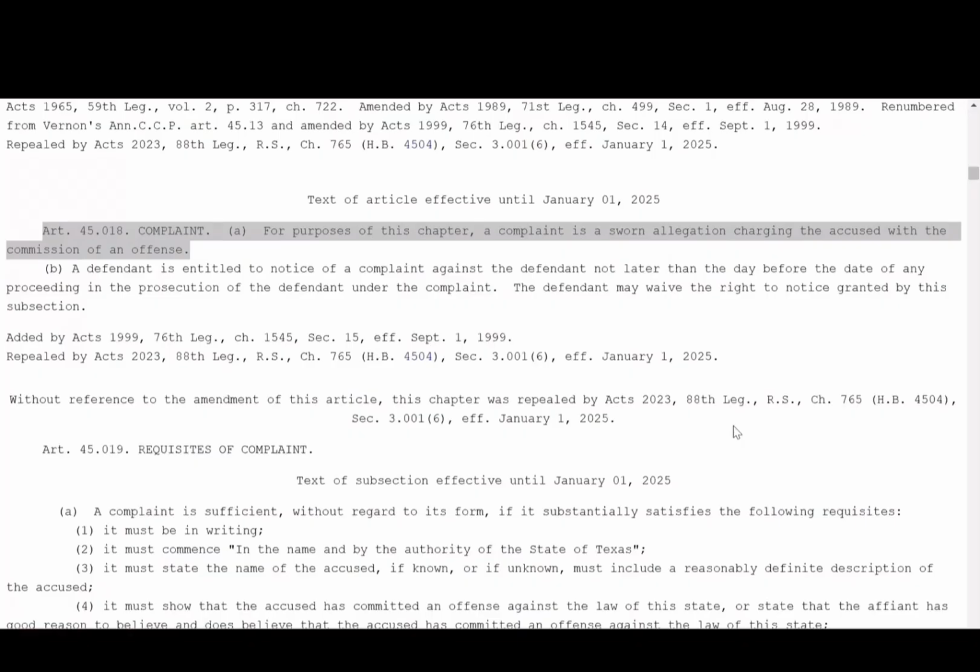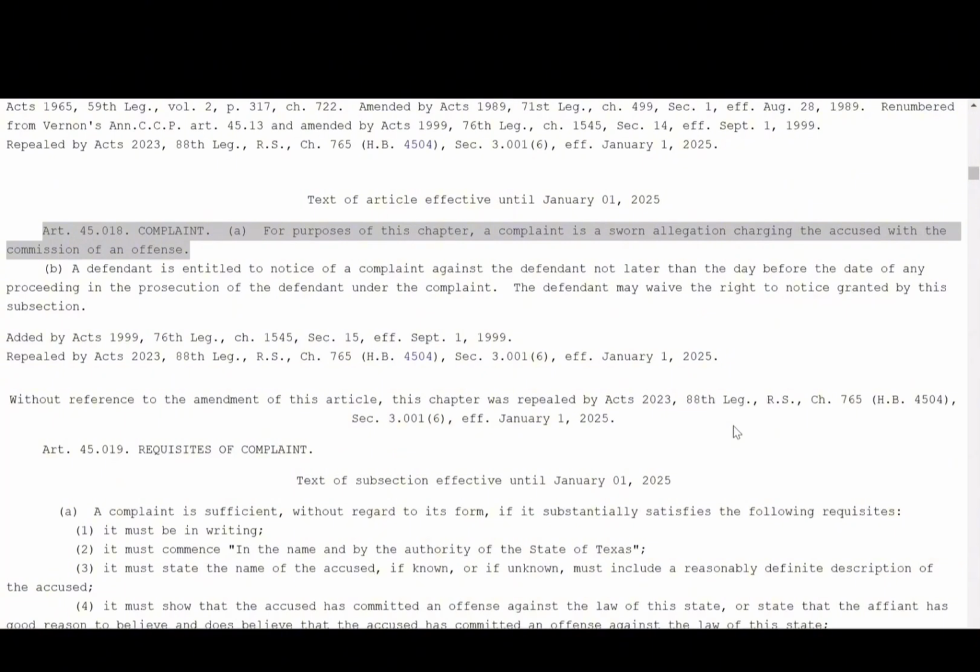So we talked about information. We talked about indictments, a complaint. What is a complaint? There's a complaint, an information, and an indictment. For the purposes of this chapter, a complaint is a sworn allegation charging the accused with the commission of an offense. Remember, this is a sworn complaint. There has to be a notary that notarizes this criminal complaint affidavit. It has to be sworn.